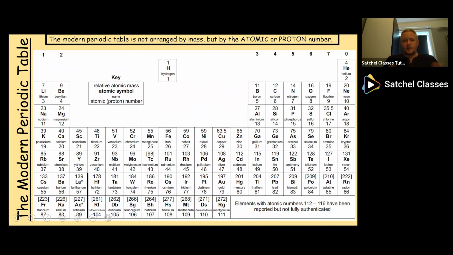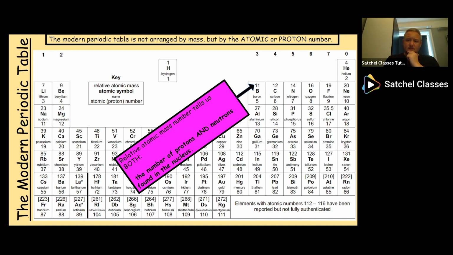So, the modern periodic table is not arranged by mass, but by the atomic or proton number. This means that going from left to right, from top to bottom, the proton number on the bottom goes up by 1 every time. So hydrogen, bottom number 1, helium, bottom number 2. Then we go down a row: lithium 3, beryllium 4, boron 5, carbon 6. As we're going along, the proton number increases by 1.